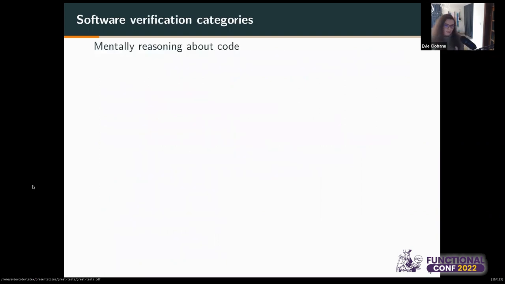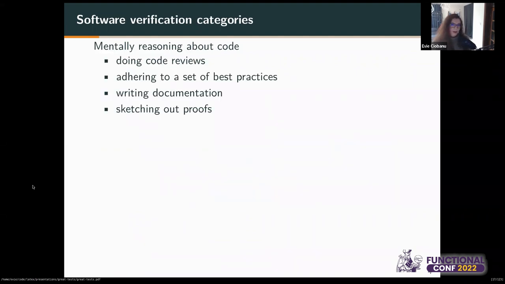One obvious group for me is mentally reasoning about code. So here we can do code, we can add code reviews, the set of best practices, documentation, even sketching out proofs. We read things, we don't formally verify anything. It's not automated in any way. We just read code, think about it, and say, okay, this might be a problem, this is probably not a problem, and so on.